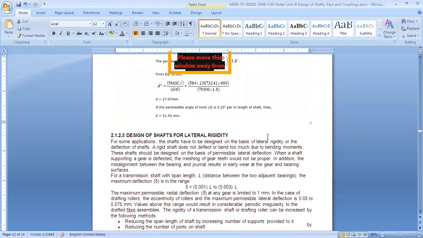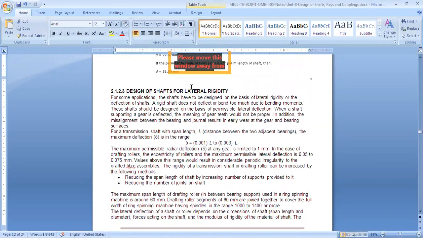Okay. Now let's see what lateral rigidity is. So now we know what torsional rigidity is. Similarly, what is torsional rigidity? How much your shaft is allowed to twist, by what degree it is allowed to twist. That is based on the torsional rigidity.